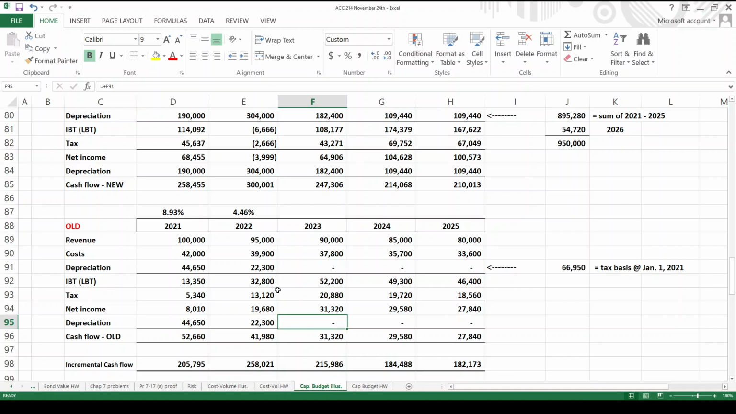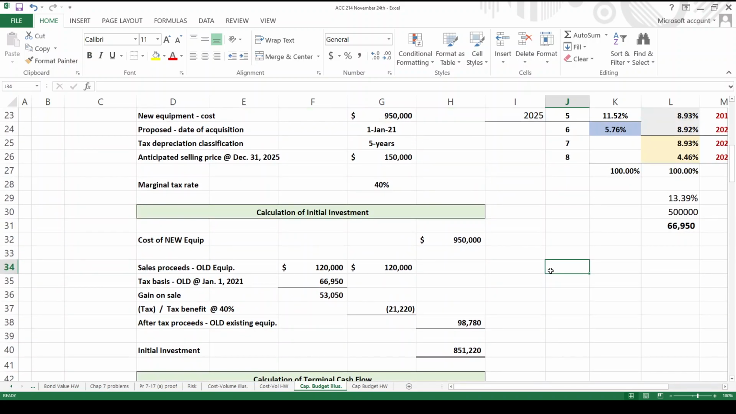And if you add these two numbers together over here, what do you get? You get 66,950. Is that a familiar number? That was the tax basis way back in the initial investment land, yeah? That was the tax basis of the old. That was these 2 years over here, yeah? Same number, okay.